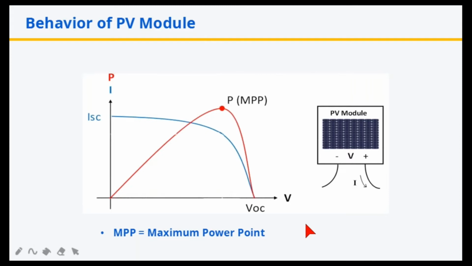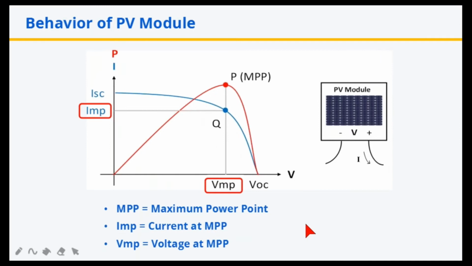Let us draw a vertical line from P. The point Q where it intersects the IV curve is the maximum power point on the IV curve. The voltage and current corresponding to this point are denoted as VMP and IMP. VMP is the voltage at the maximum power point. IMP is the current at the maximum power point.